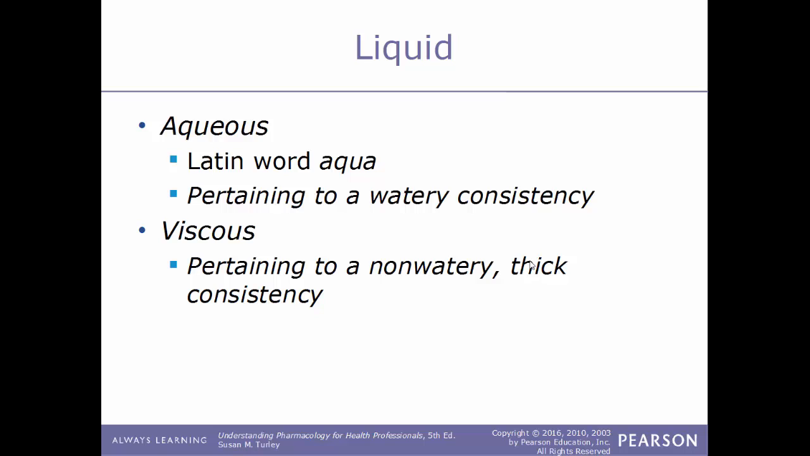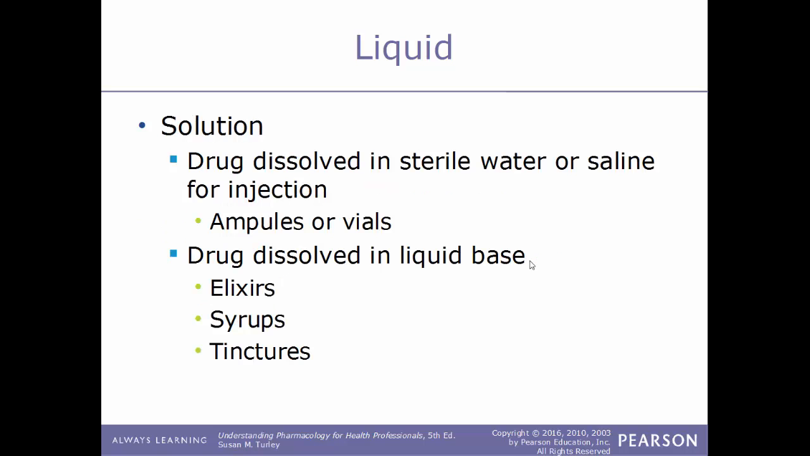Another form of a drug is a liquid, and there are various aspects. The first one, aqueous. This comes from the Latin word aqua. This pertains to having a watery consistency. The opposite of that would be viscous. This pertains to being very thick and very non-watery. So if you were to think of a syrup, like a maple syrup or oil you put in your car, that is very viscous. It flows very slowly because it is so thick. That's non-watery.